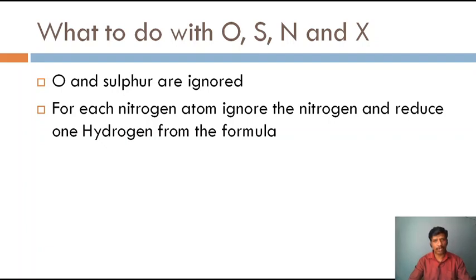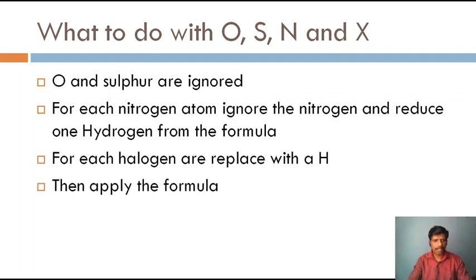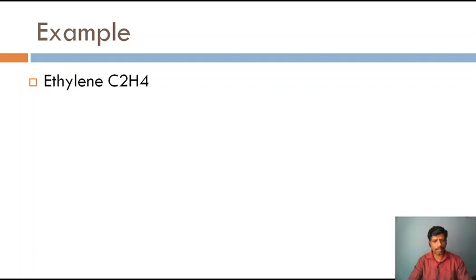That is, you have to remove NH for nitrogen. For halogen, replace the halogen with hydrogen, right? And then apply the formula, then you will get the correct calculation. Let us see some examples.